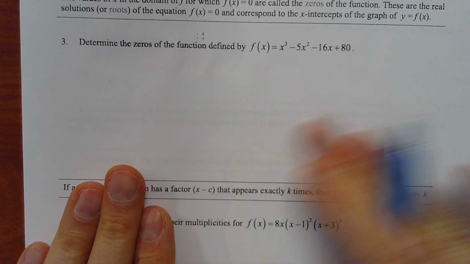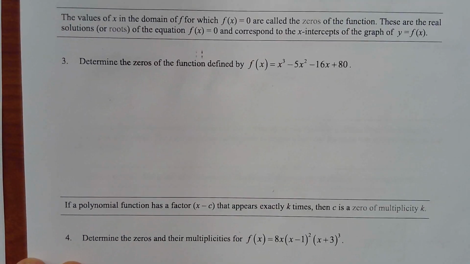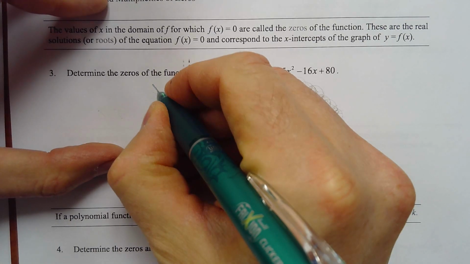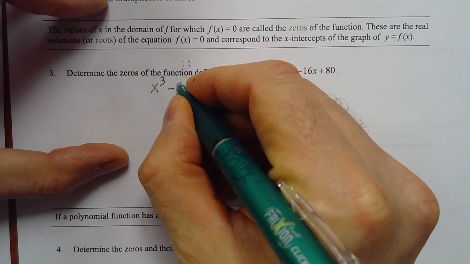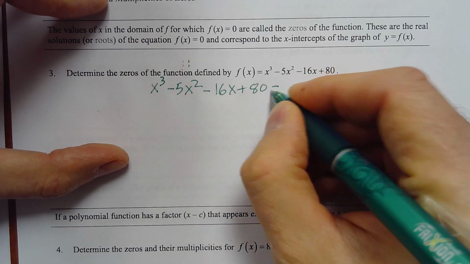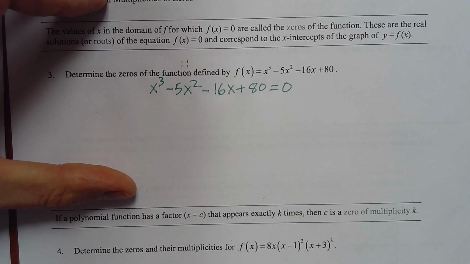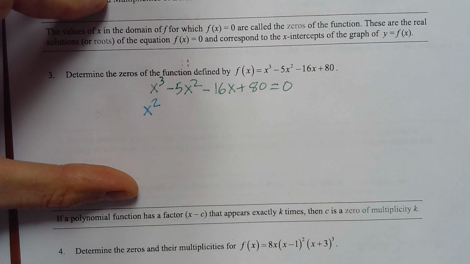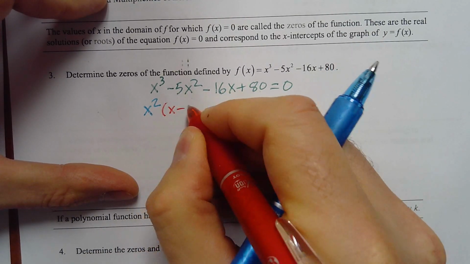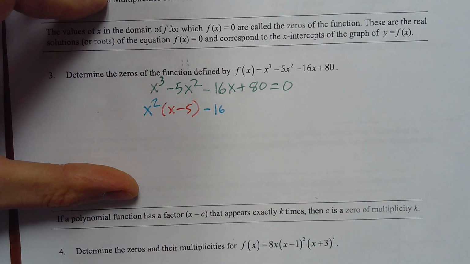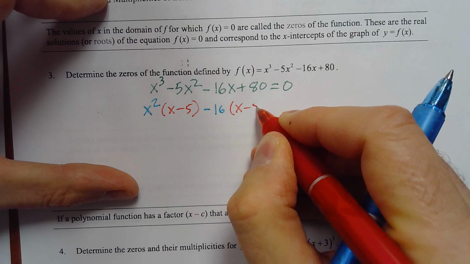So let's go ahead and take a look at some problems in our workbook. It's on page 66. And we want to determine the zeros of the function defined by f of x equals x cubed minus 5x squared minus 16x plus 80. So we're going to be setting this equal to 0 and solving. And it looks like we're going to be doing some factoring. We have 4 terms, so we want to do factor by grouping. If I take a look at these first 2 terms, they have a common factor of x squared. Our leftover is going to be x minus 5. And the last 2 terms have a common factor of 16. Leftover is going to be x minus 5.